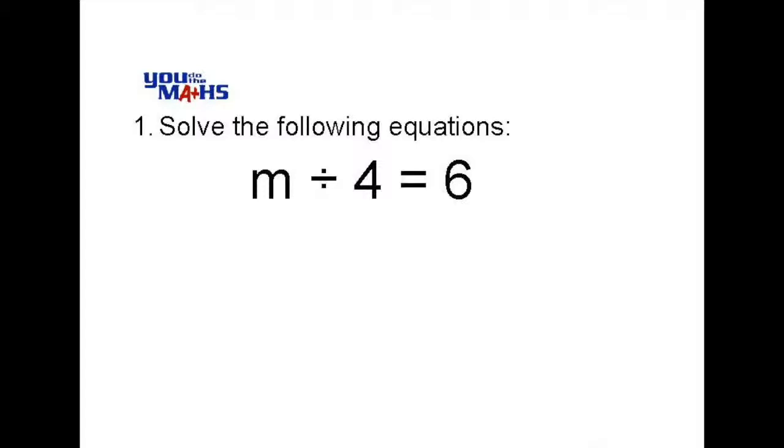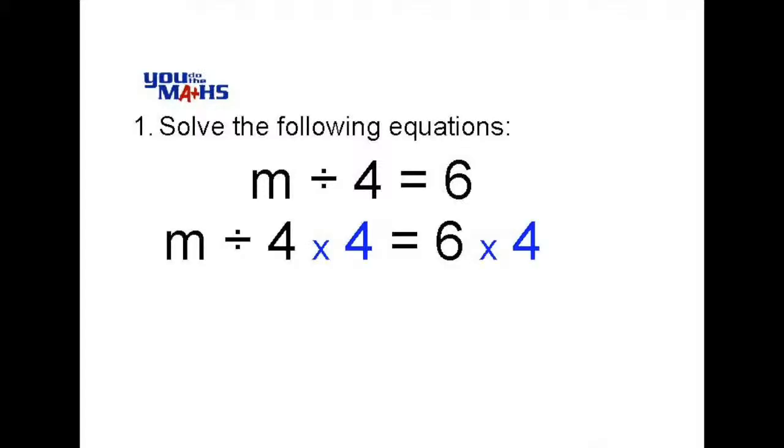In this last problem we've got m divided by 4 equals 6, and we need to find m. So like before we need to remove the divide by 4, and to remove something you do the opposite operation. So the opposite of divide by 4 is to multiply by 4, and we have to do that to the left and right hand side of the equation.